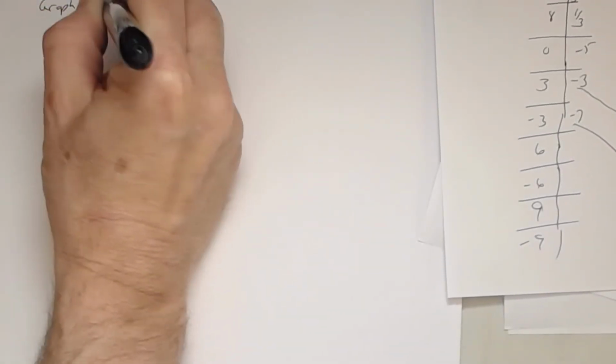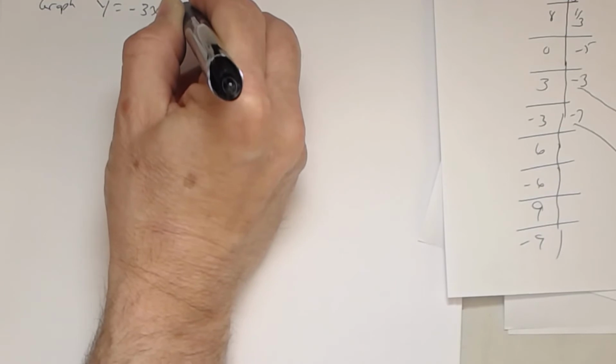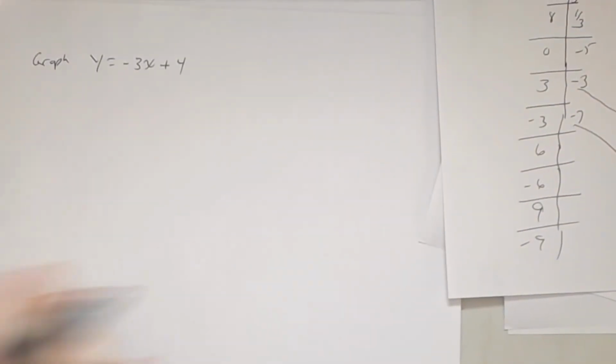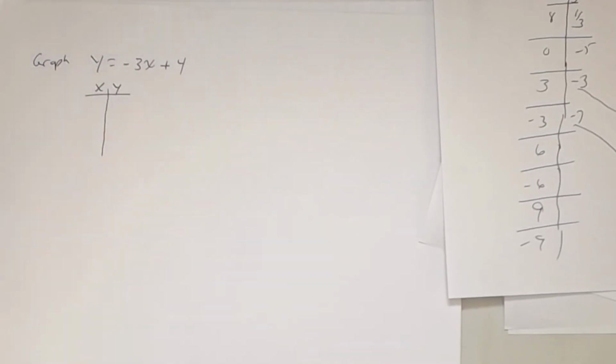Okay, so let's look at this one. Suppose we had y equals -3x plus 4. Again, y is by itself, so that's the easy kind. When y is by itself and you use a t-table, you want to plug in numbers for x. You plug in numbers for x and solve for y.